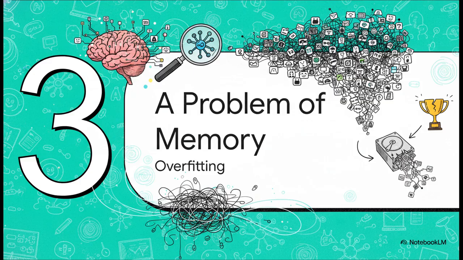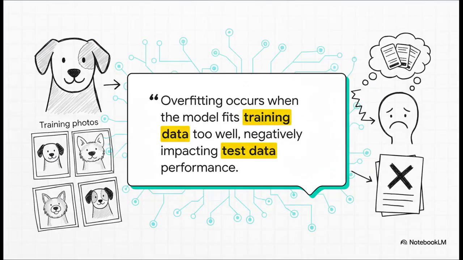Now, this whole process is seriously powerful, but it's not perfect. There's a really common problem that can pop up when you're training these networks. It's a weird kind of problem because it happens when the model actually learns a little too well. This problem has a name. It's called overfitting, and it happens when the model, instead of learning the general idea of what a dog looks like, just memorizes the exact training photos it was shown.